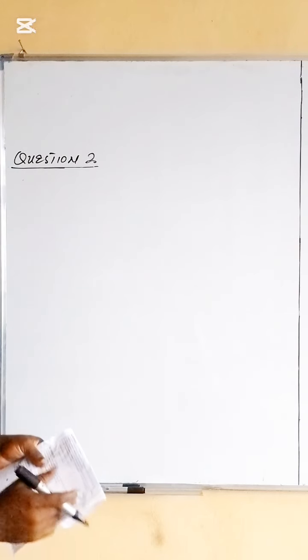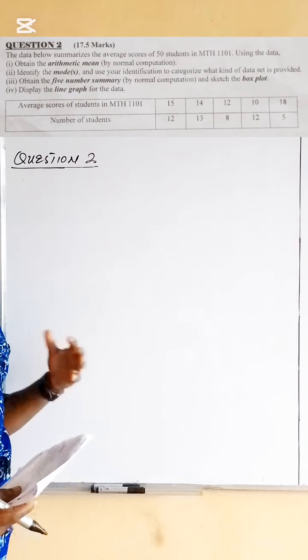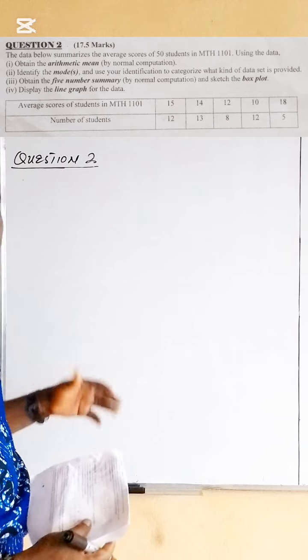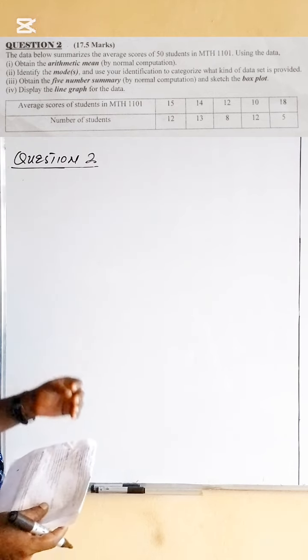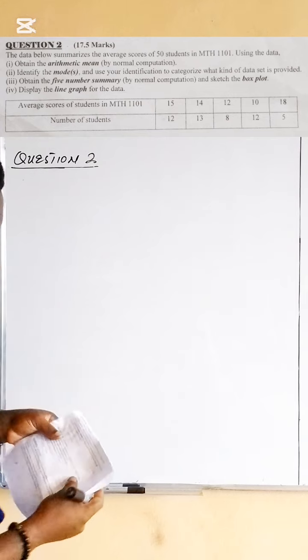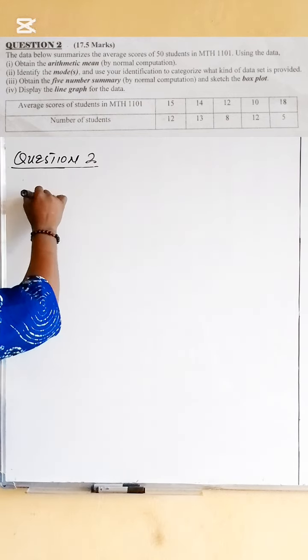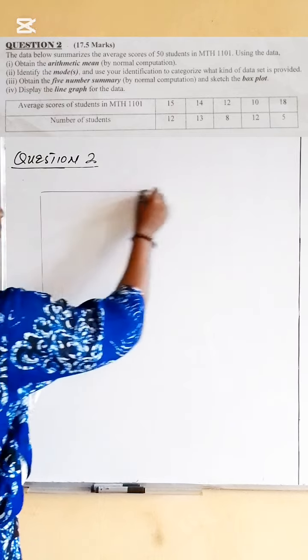For question 2, we have the question: the data below summarizes the average scores of 50 students in MTH 1101. Using the data, obtain the arithmetic mean. So I'm going to quickly use the data. As you can see that data, please take note. I'm going to use this data now by doing the following.